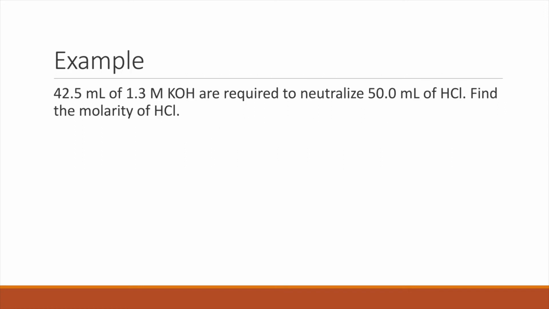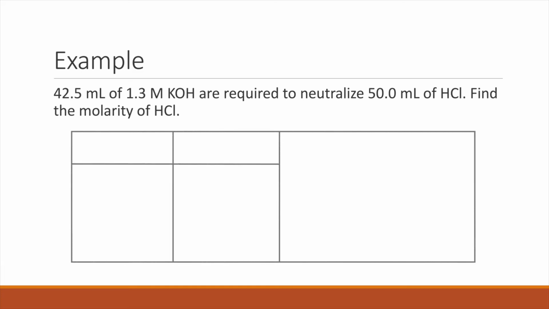So here's an example. It says 42.5 milliliters of 1.3 molar KOH are required to neutralize 50 milliliters of HCl. Find the molarity of HCl. So I'm going to create myself a little box here. And I'm going to start by talking about the acid. So my first step is deciding, okay, well, which substance is the acid?